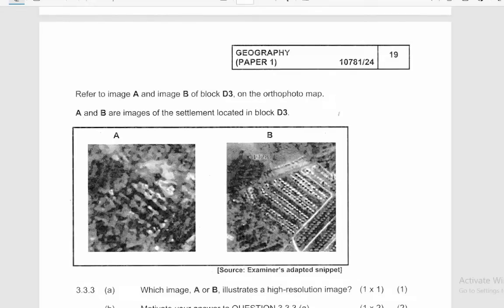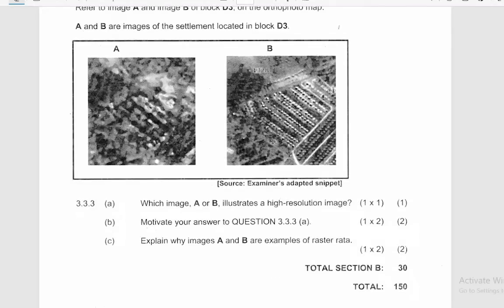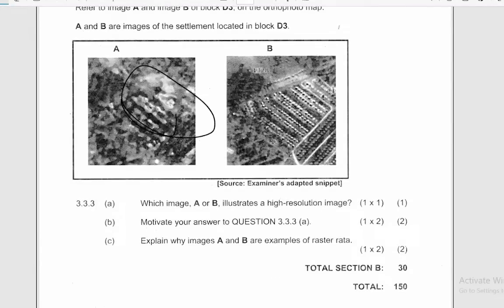This is a question on resolution. Which image, A or B, illustrates high resolution? If you check here, this image is poorly visible. You cannot see this, and this one is clearer. So the one which is clearer is the one which has got high resolution, and this one is a low resolution. Motivate your answer. Why are you saying this one is high resolution?